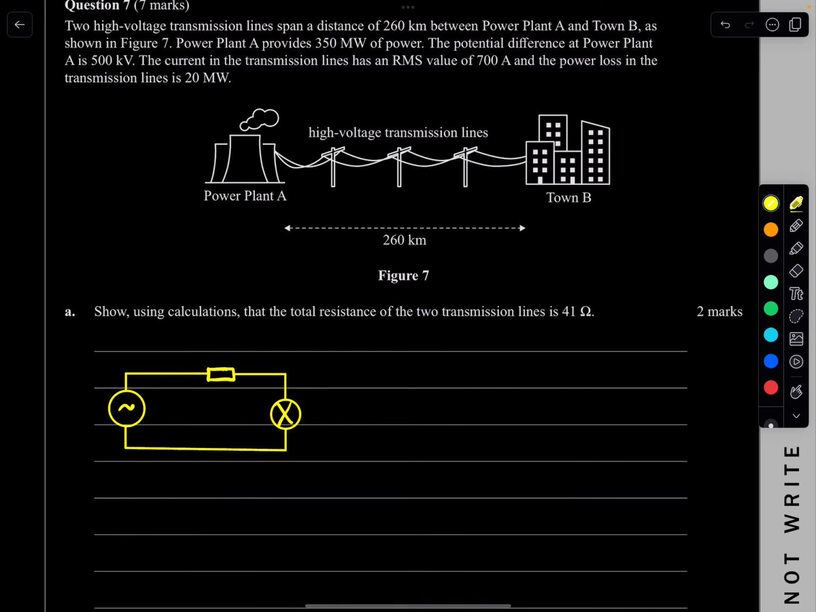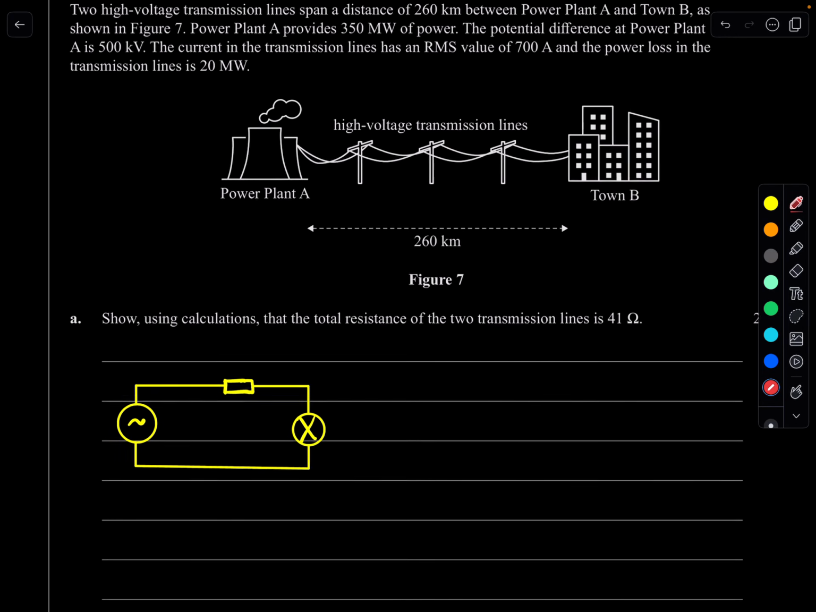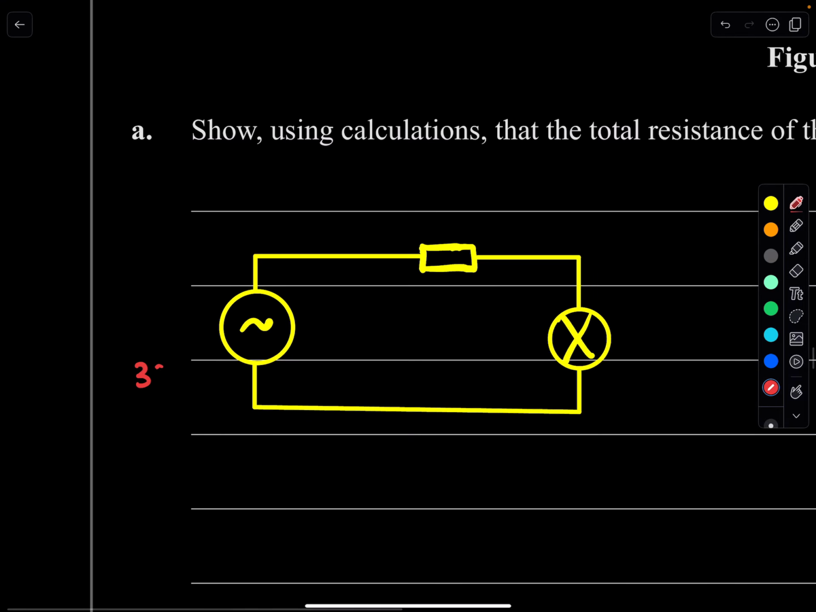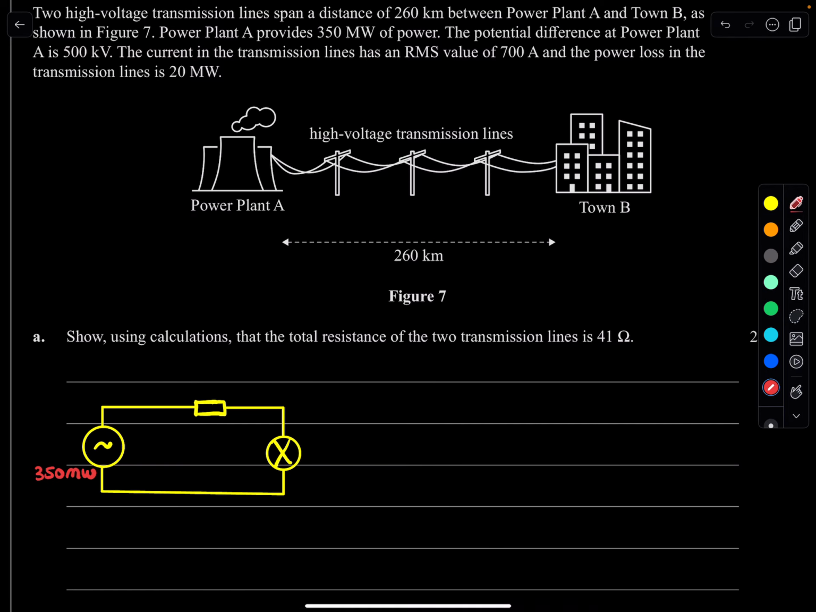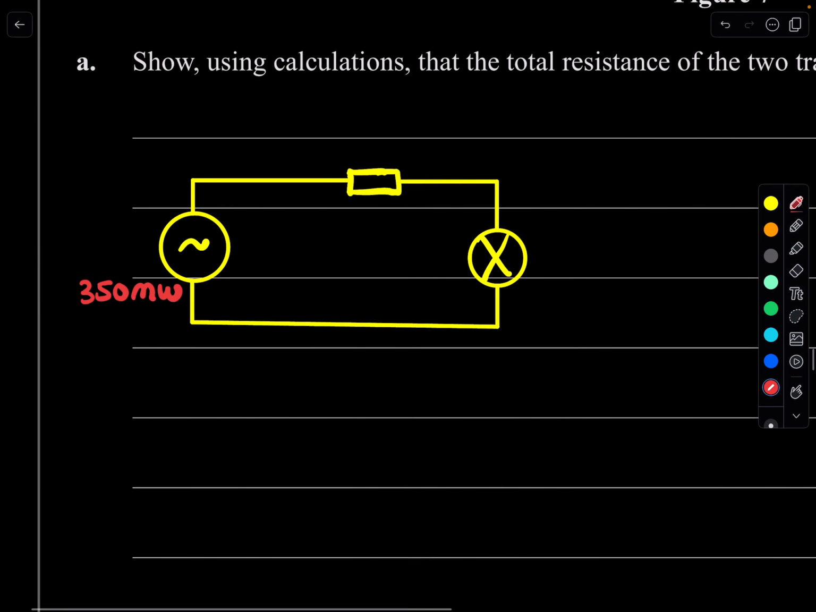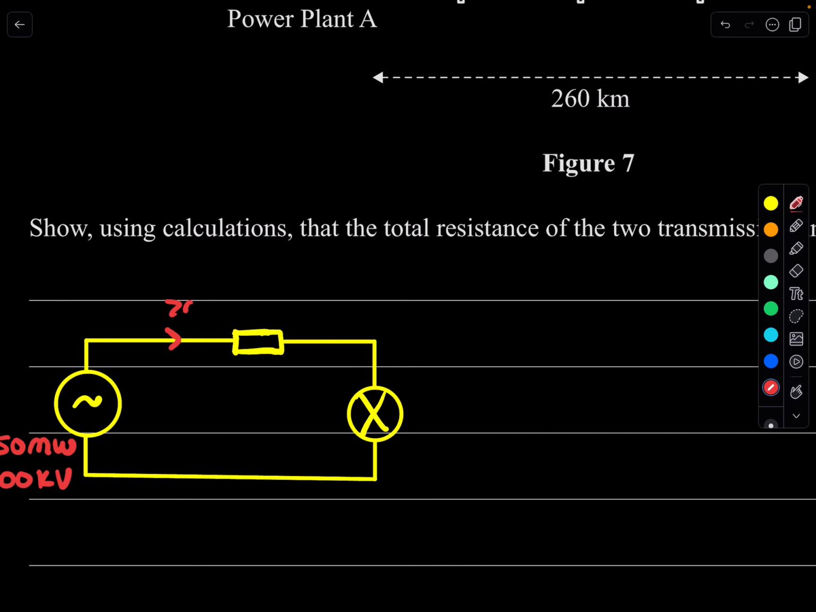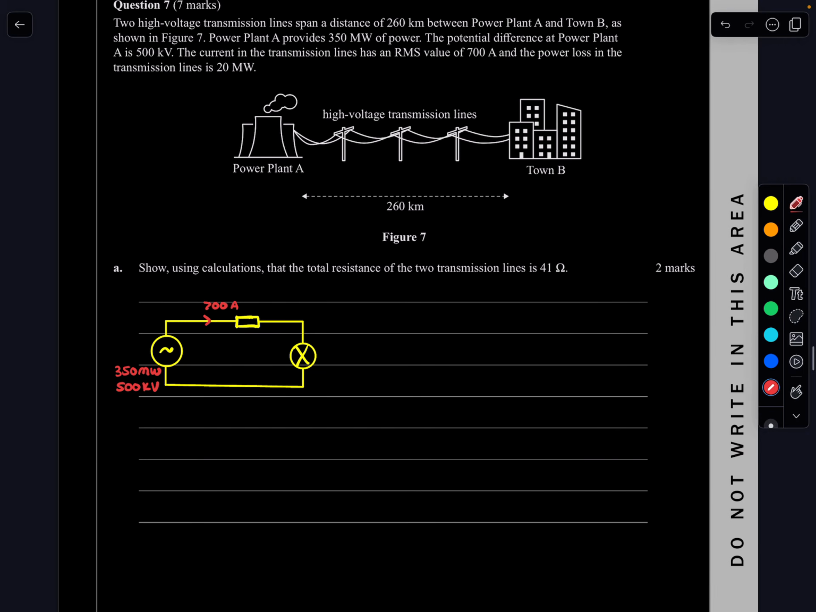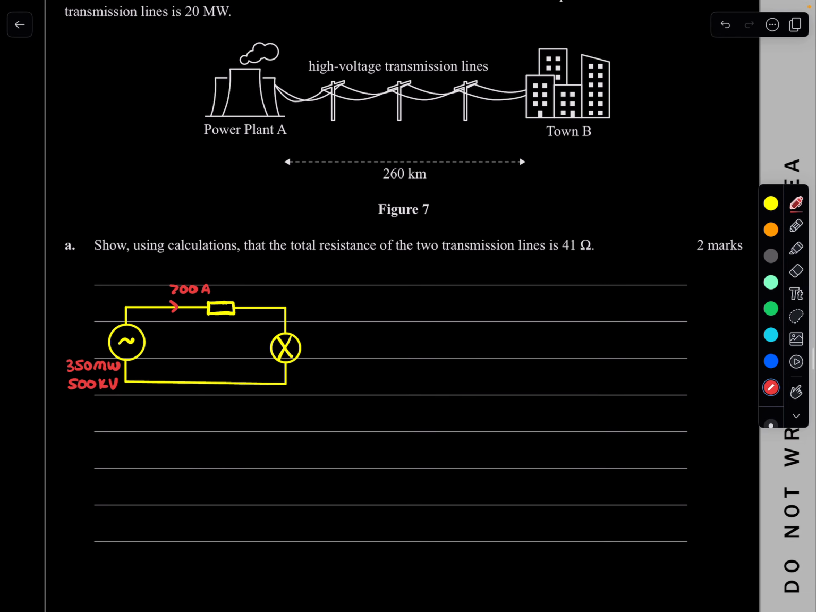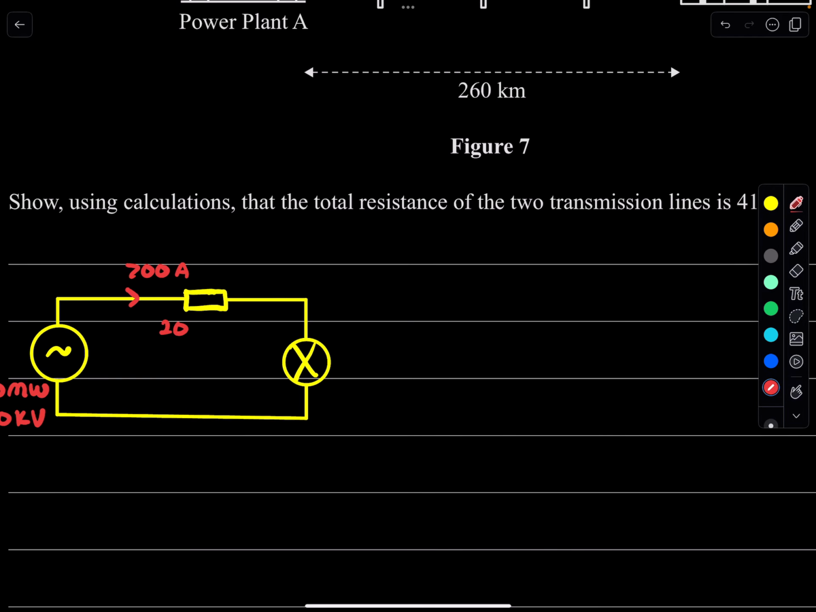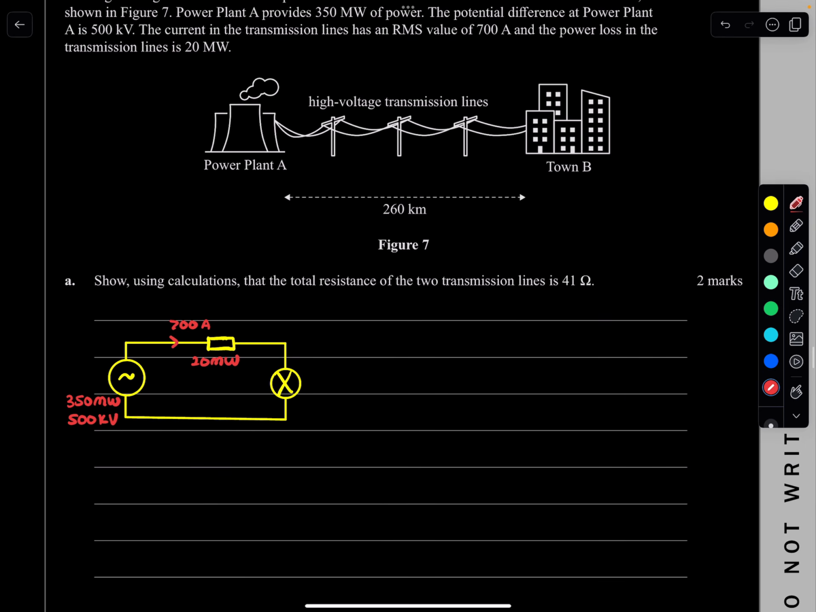So we know basically what? The power plant A provides 350 megawatts. So 350 megawatts, basically. The potential difference at the power plant is also 500 kilovolts. The current in the transmission line has an RMS value of 700 amps, so 700 amps. And the power loss in the transmission line is 20 megawatts. Basically. And that is it.